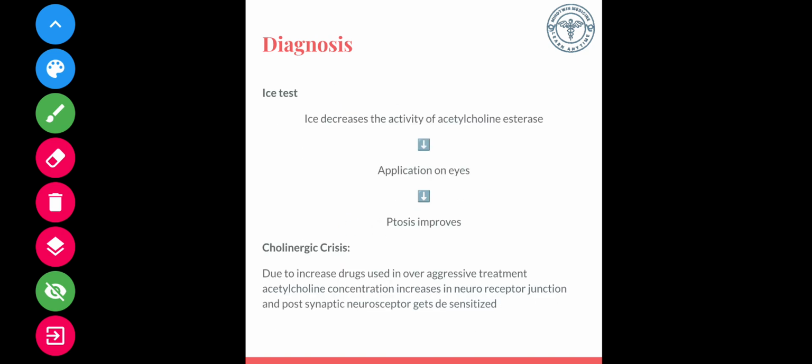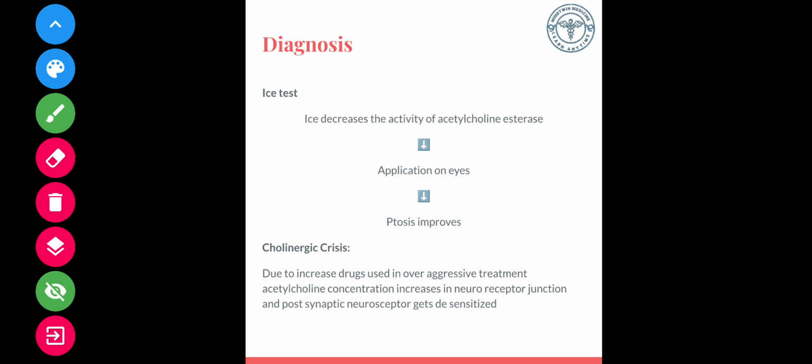You can also do the ice test. The ice usually decreases the activity of acetylcholinesterase, and the application can be done on the eyes, and ptosis will be improved. Okay, and this is the ice test.